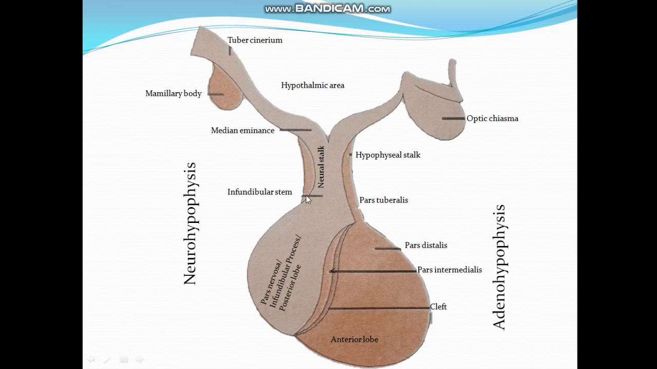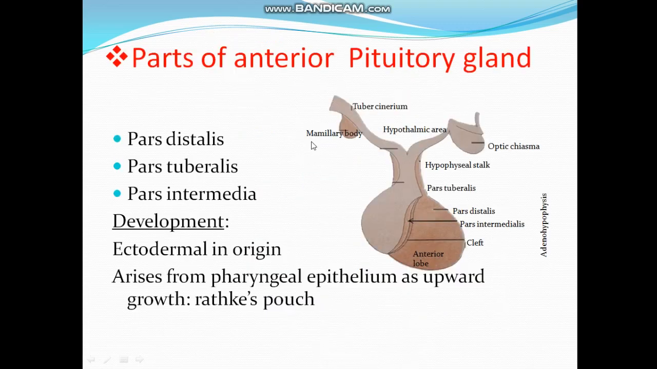Now come to the neurohypophysis. It is again made up of three parts. One is the median eminence, which is part of the hypothalamus. It gets elongated into the second part, called the infundibular stem, and then it dilates in the form of the third part, called the pars nervosa, infundibular process, or posterior lobe of the pituitary gland. The posterior pituitary gland is attached to the hypothalamus with the help of the neural stalk, which mainly has axons from the supraoptic or paraventricular nuclei of the hypothalamus.